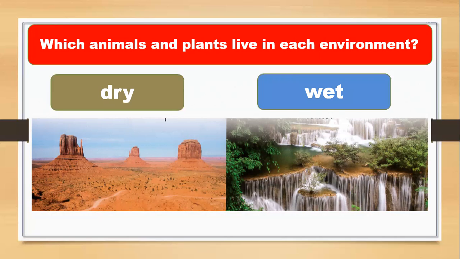So why do animals live in these places? Because to get food. In the desert there is not enough water, but the camel can live there. So there are two kinds of weather. You have to memorize dry and wet, and the animals.